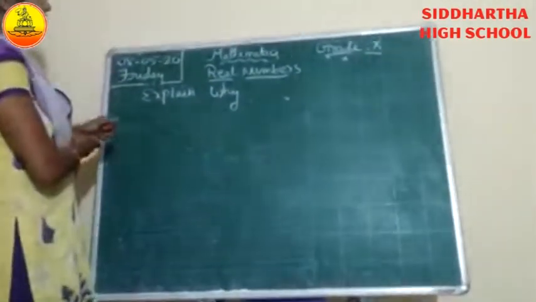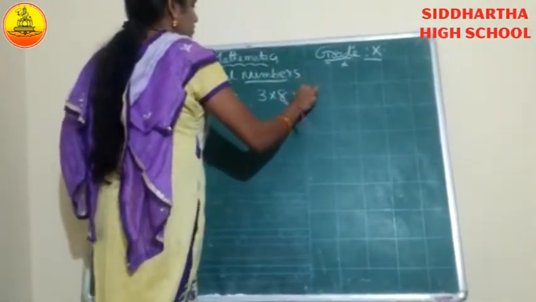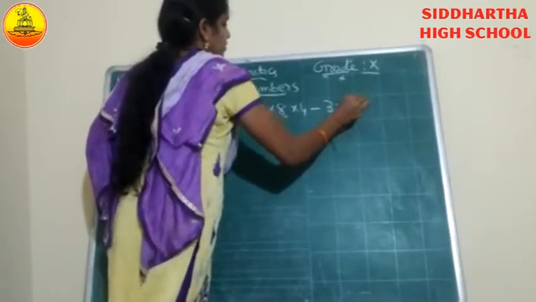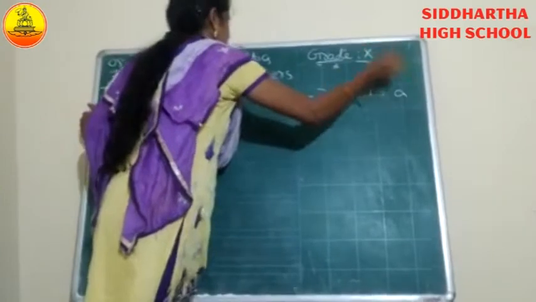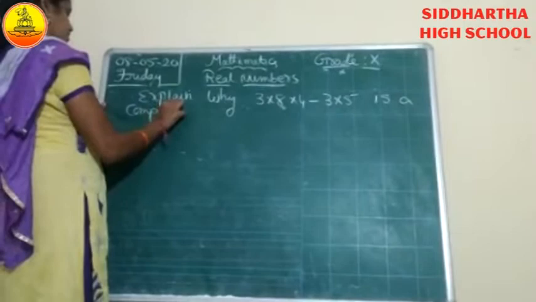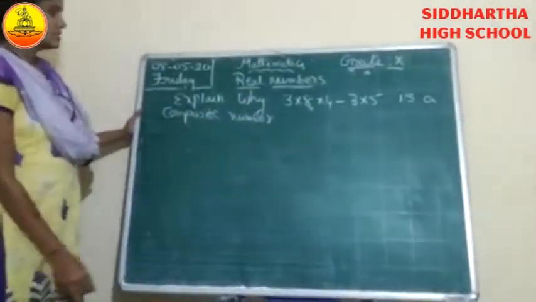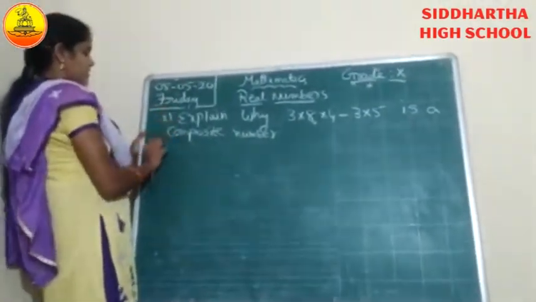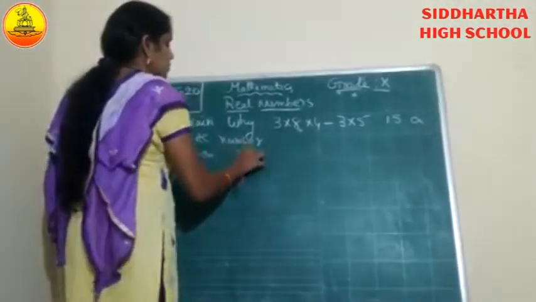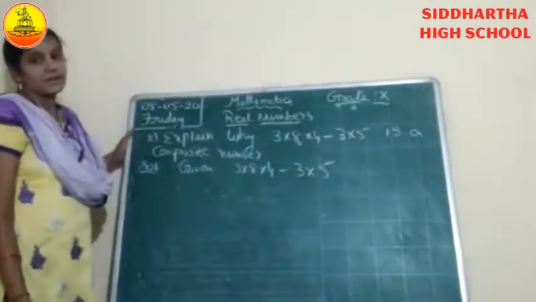Explain why 3 into 8 into 4 minus 3 into 5 is a composite number. So this is the given question. How to solve this question? See, what is given for us? Given 3 into 8 into 4 minus 3 into 5.